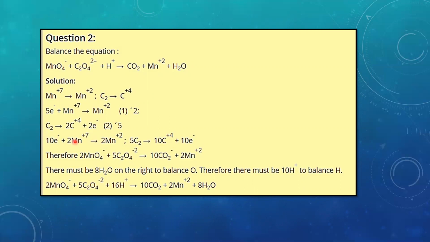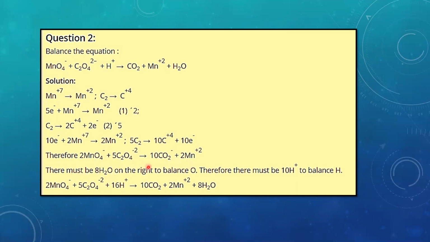Now, after getting this complete equation, we can check that on multiplying equation 1 by 2, Mn plus 7 has converted into 2Mn plus 7. Hence, we need to multiply this MnO4 minus as well by 2. And you can check after multiplying equation 2 with 5, C2 has converted into 5C2. Hence, this oxalate ion has to be also multiplied by 5. So we obtain 2MnO4 minus plus 5C2O4 2 minus gives 10CO2 plus 2Mn plus 2.